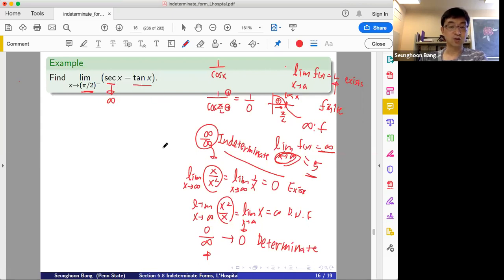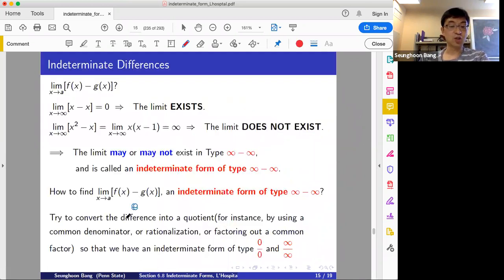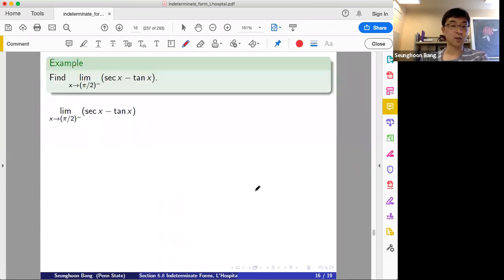What's the tangent of x? You can draw the graph of tangent. The graph of tangent is like this. As x approaches pi over 2, the tangent function is going to positive infinity. We can take the negative, so we have infinity minus infinity. So we have an indeterminate form. How can we solve this problem? This is the key: you can change the difference into quotient form. Here, change it to the quotient form.